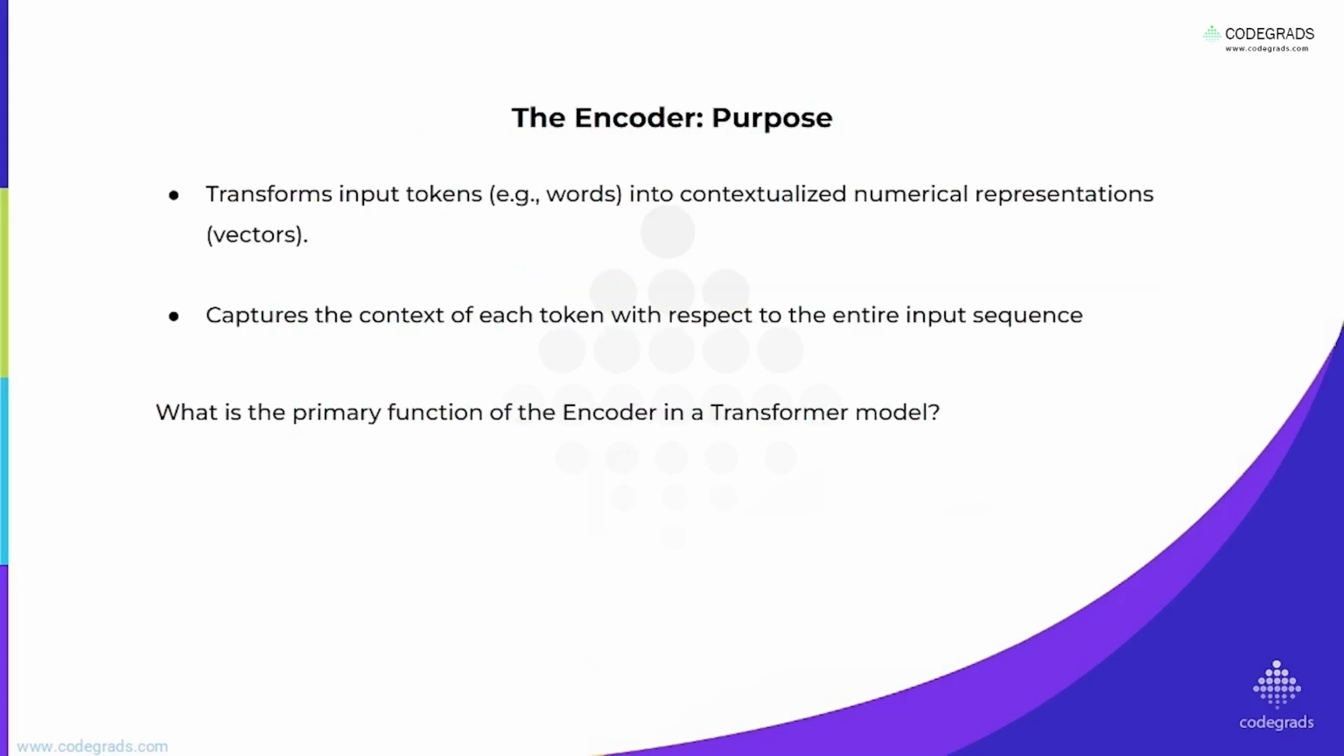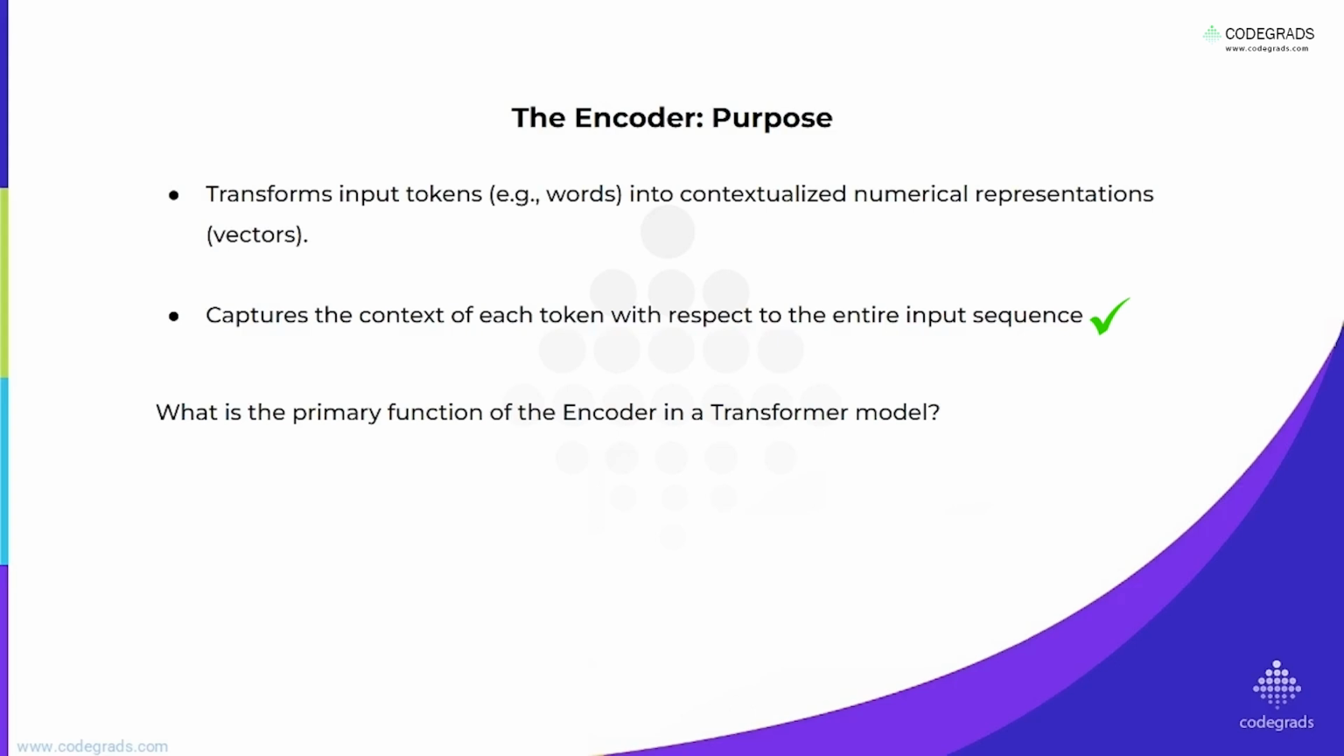Now, the encoder transforms input tokens, that is the words, into contextualized numerical representations, that is vectors. Whenever the input tokens are passed, they are converted into numerical data, or we can also say vectors. It captures the context of each token with respect to the entire input sequence. Capturing the context of each token is very important, and it basically captures the context with respect to the whole sentence.